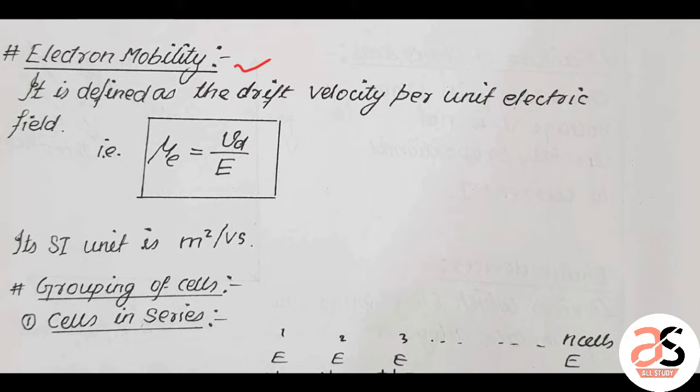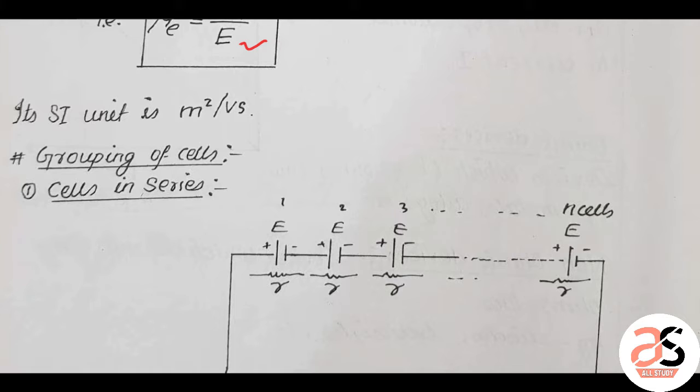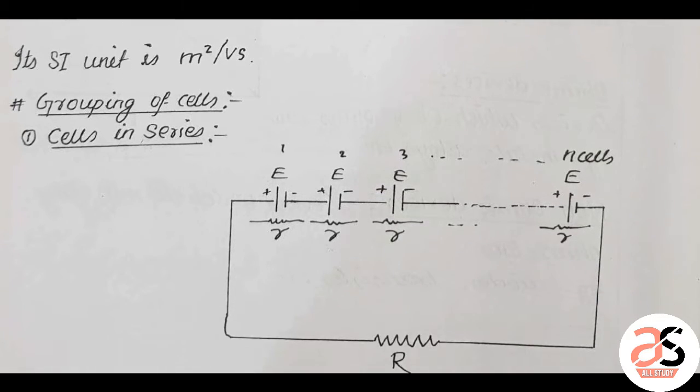Next topic is electron mobility. It is defined as the drift velocity per unit electric field. When an electric field is applied across a conductor, how much drift velocity is experienced by the free electrons, that is called mobility. The unit is meter square per volt second.